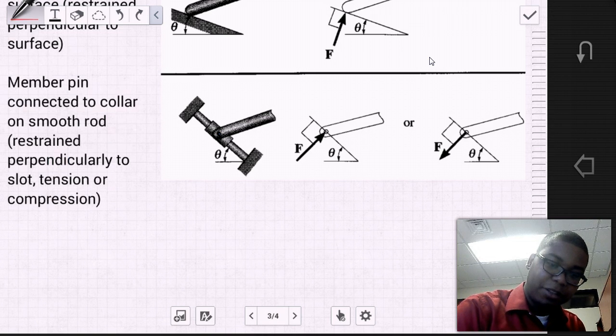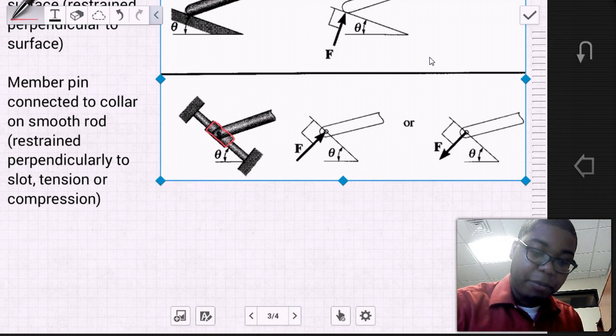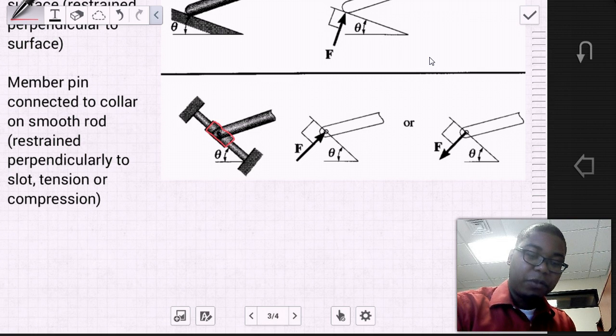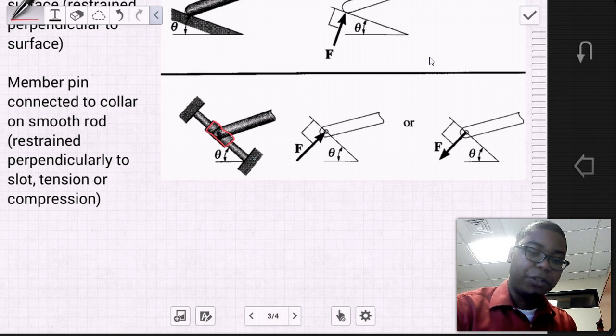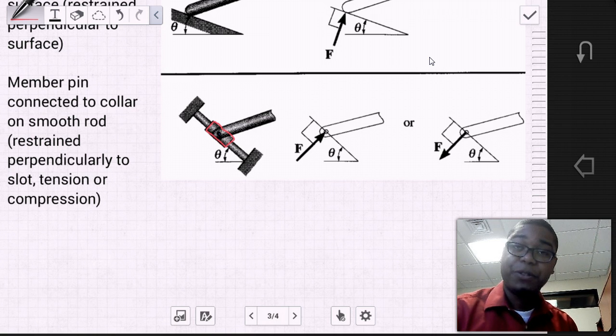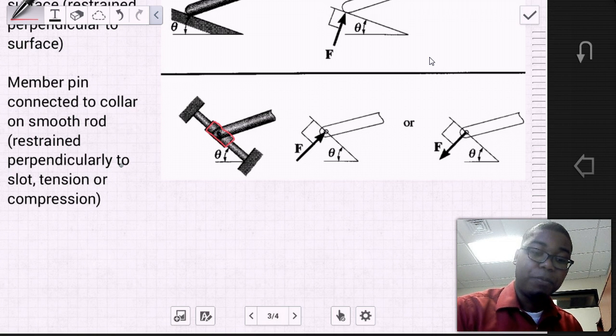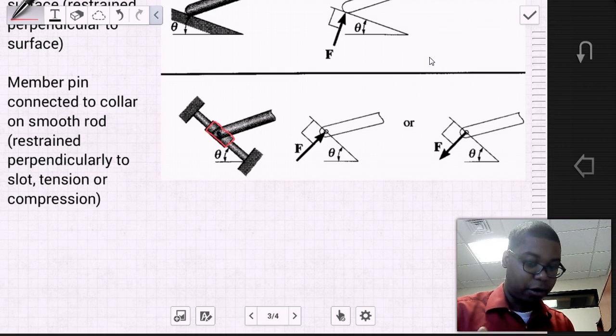There's a collar here, and then there is a pin on that collar. So we can see that the body is free to rotate about the collar, but the body is restrained perpendicular to the slot. So it can only move along the slot. And thus, either a tensile or compressive force will develop perpendicular to the orientation of that smooth rod upon which it travels.